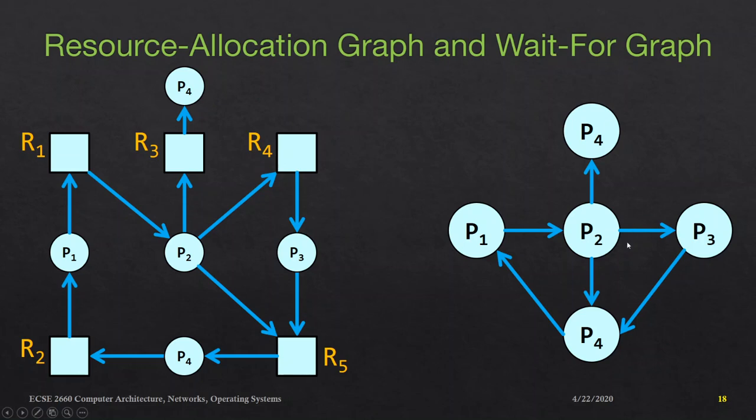Now once we do that, only for a single instance per resource type, we can do this. And once we do that, we check for a cycle. It turns out we actually have two cycles in this graph. One is P4, P1, P2, P4. That's one cycle, and the second cycle is P4, P1, P2, P3, P4. So we have two cycles, and for sure we have a deadlock state here.